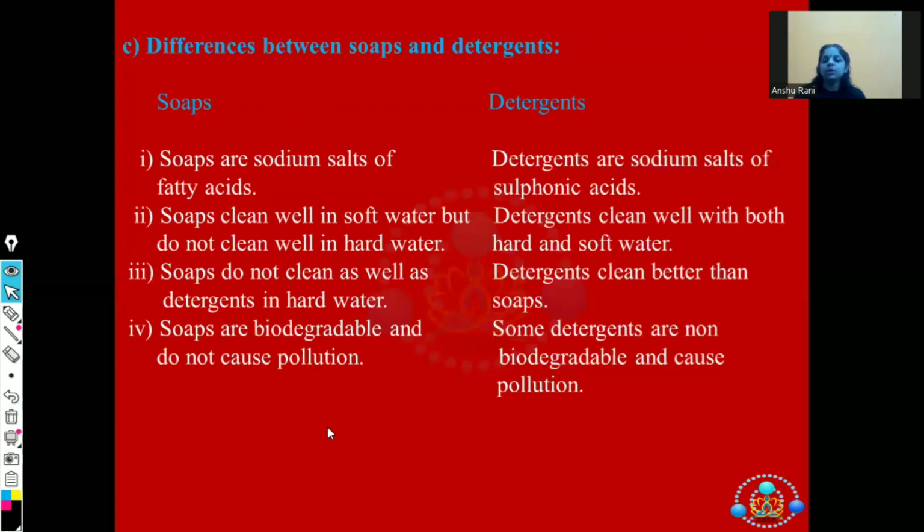Soaps are biodegradable substances. They will not cause pollution, but detergents are non-biodegradable substances, so they will cause pollution. Too much accumulation of detergents and non-biodegradable things in river water will lead to a condition where too much algae will grow. It will cause the condition of eutrophication. That's all about this chapter. Thank you.